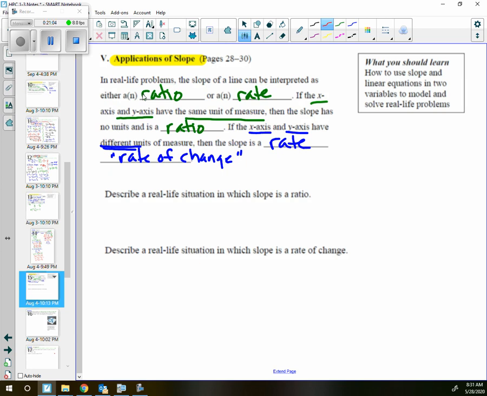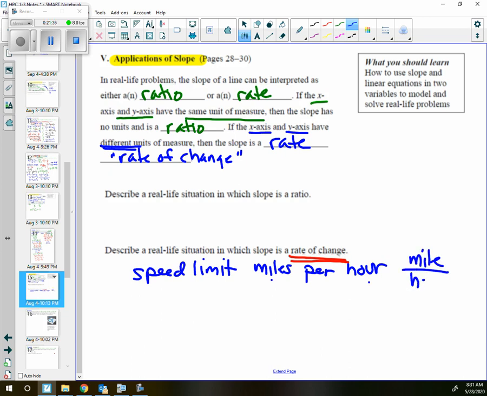So we can talk about a whole bunch of real life examples, but let's talk about rate of change first, because I feel like that's going to be a little bit easier for people. So think about something that when you drive. Is there a rate of change that you can think of when you drive? Well, how about the speed limit? So if you think about speed limits, that's in miles per hour. Notice the units are different, miles and hours. So if you're going to write it as a fraction, it would be miles over hours. That's a great example of a rate of change.